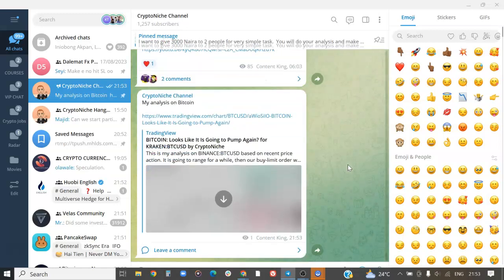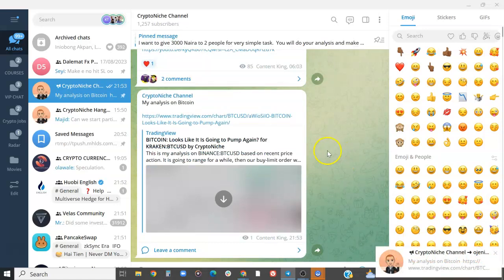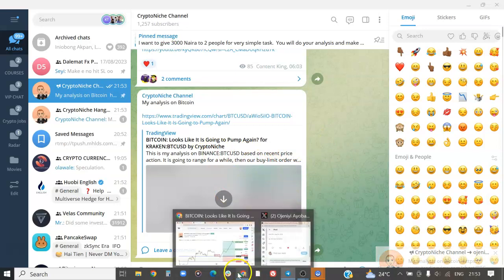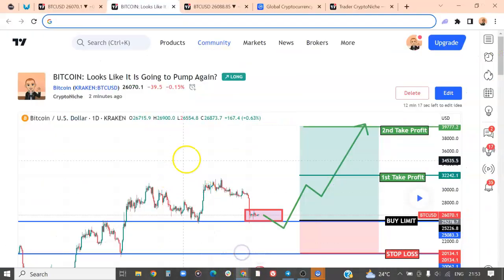Alright, so it will be posted on the Telegram channel. That's it. So that's my analysis on Bitcoin, as you can see right on the charts.